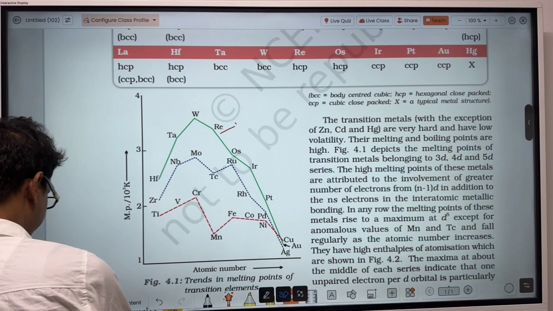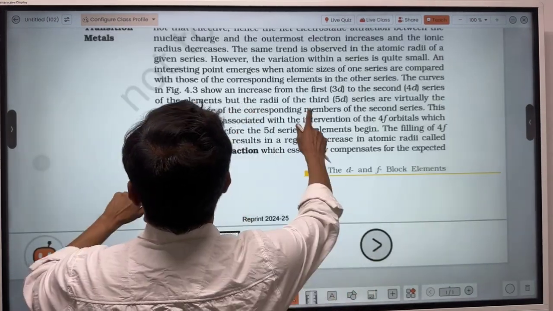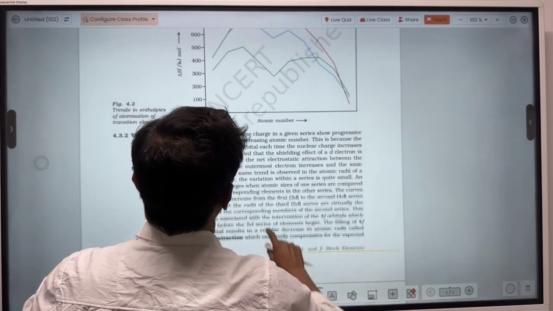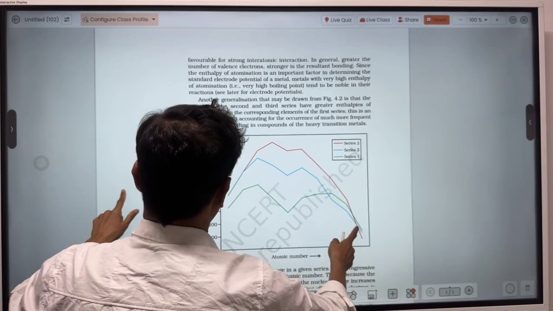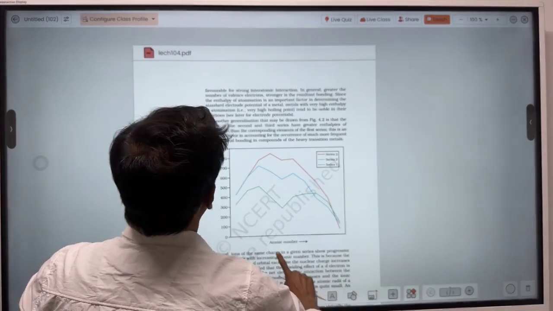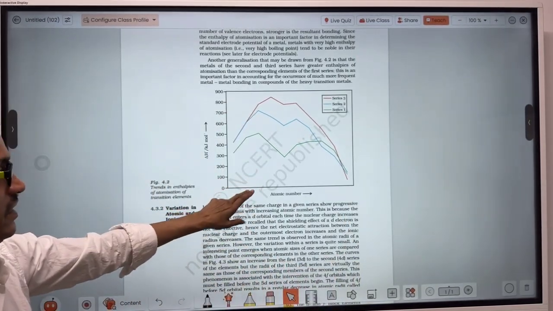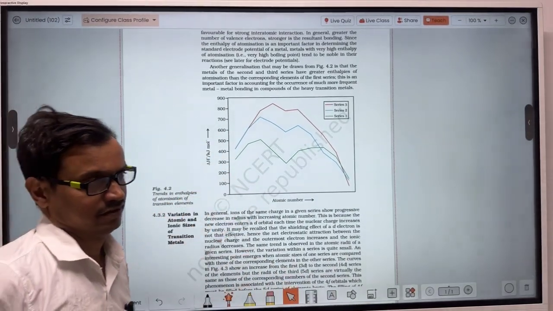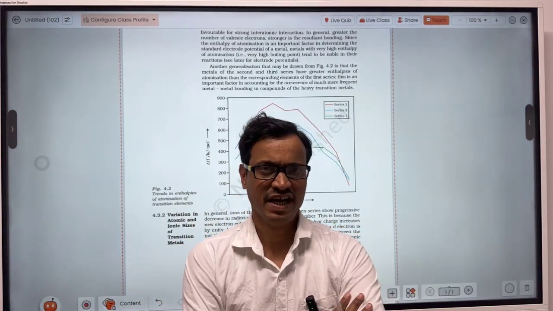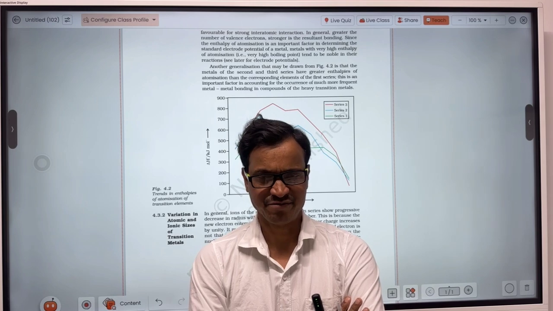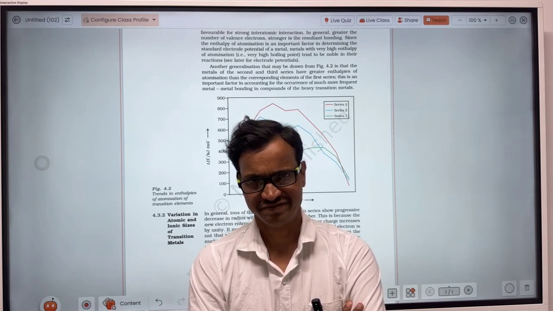Okay, now proceed. Enthalpy of atomization. Because the melting point and the enthalpy of atomization both depend on the strength of metallic bonding. What is enthalpy of atomization? How much energy will have to be provided to separate the atoms. That will be called enthalpy of atomization.